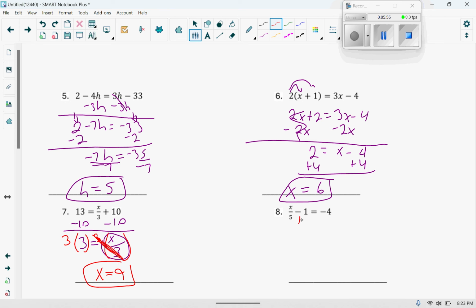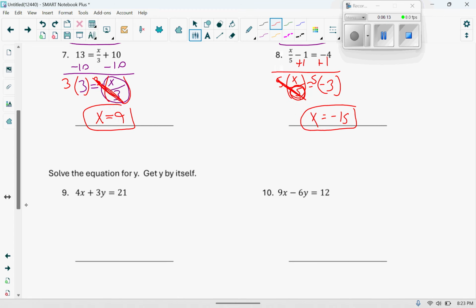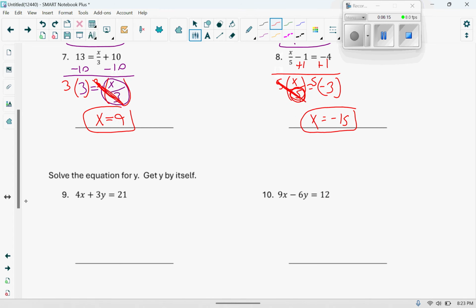Okay, same thing over here. So I'm going to add 1 to both sides, and I get x over 5 is equal to negative 3. And then in order to get rid of this 5 on the bottom, I'm going to multiply it out. So these cancel, and I get x is equal to negative 15. Like that.